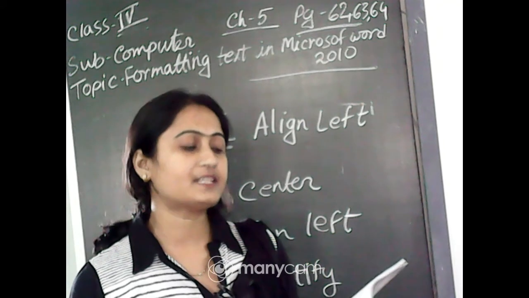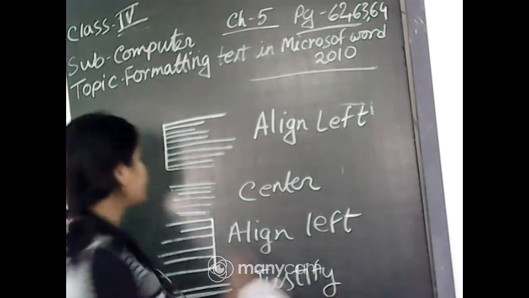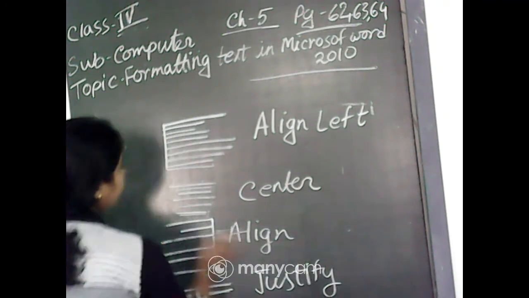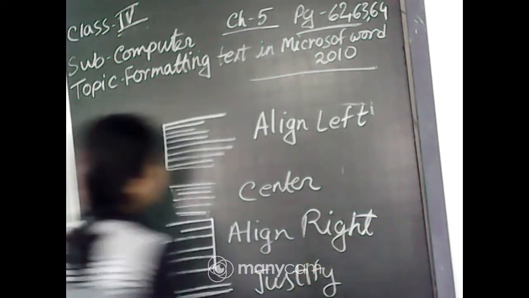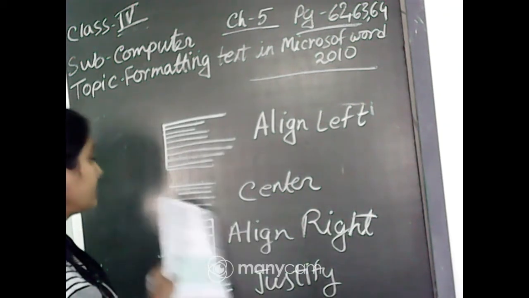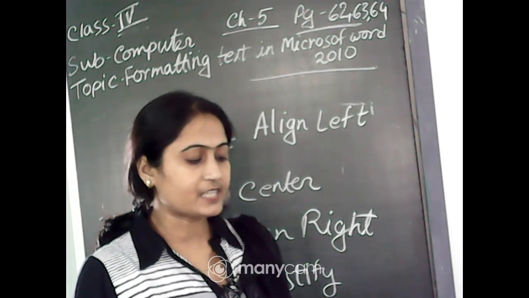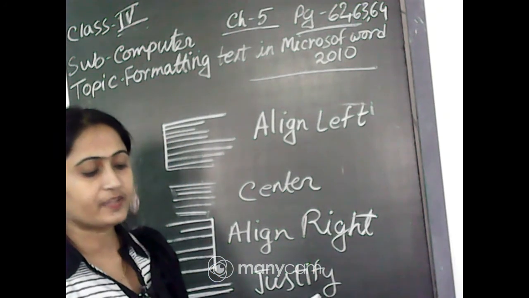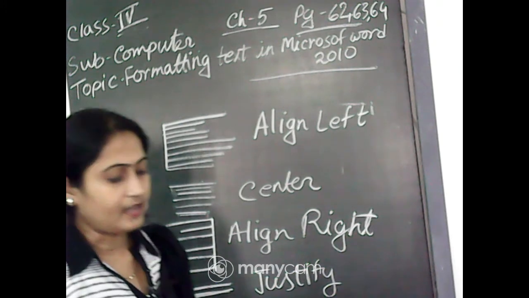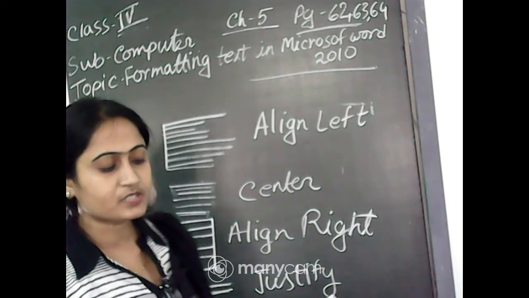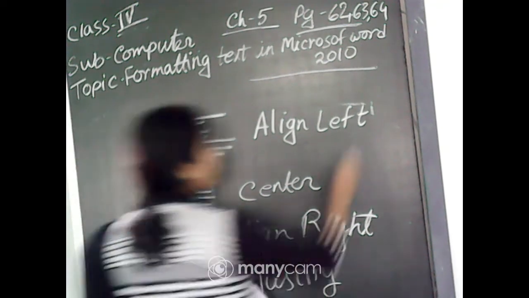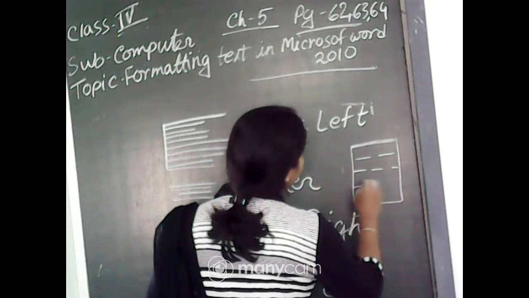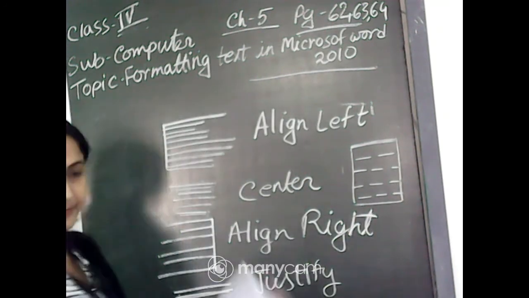And align right places the selected text towards the right margin. This is align right, the right side is aligned, not the left. And justify places the selected text evenly between the left and right margins. It is mostly used for designing books, magazines and newspapers. Sometimes we see that a page is only partly filled, so in this manner they manage it. This is called justify.